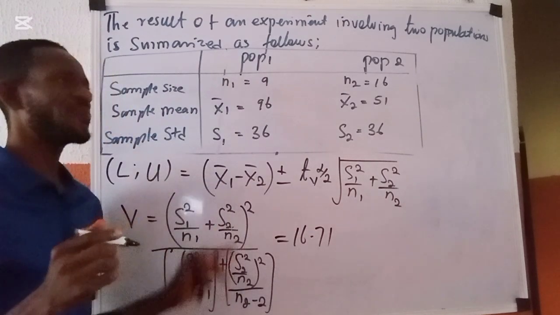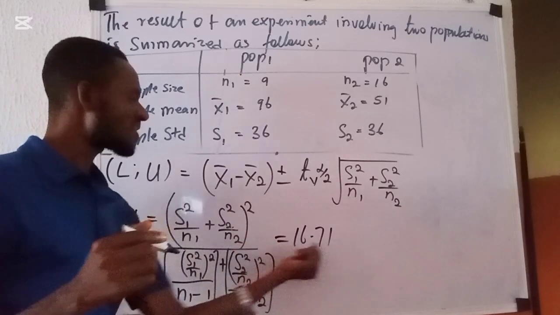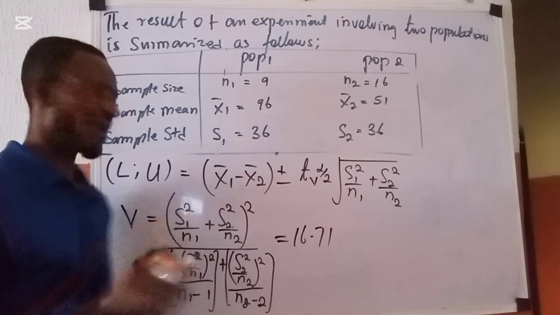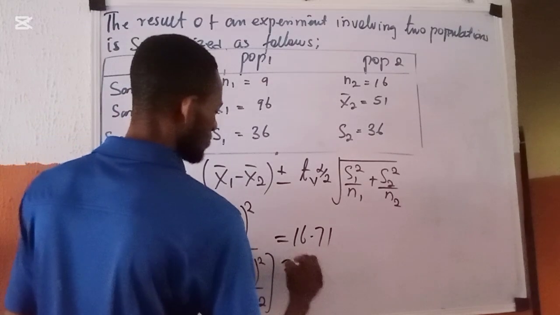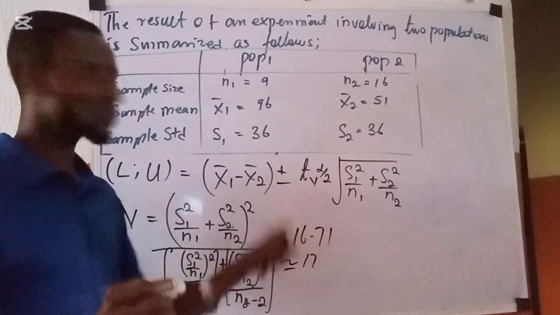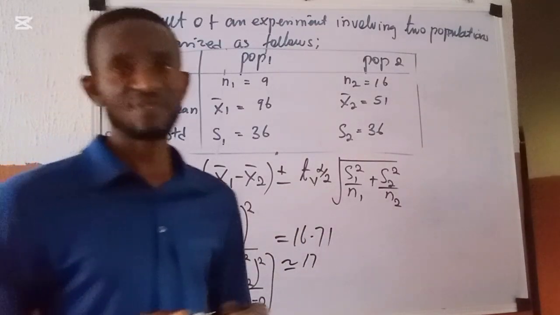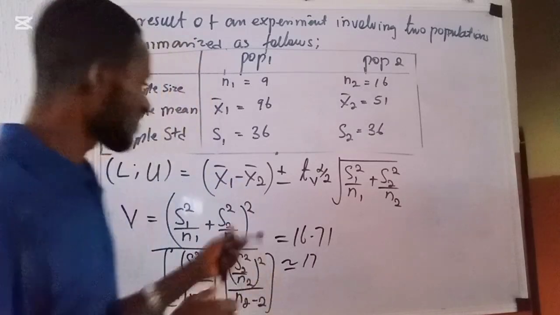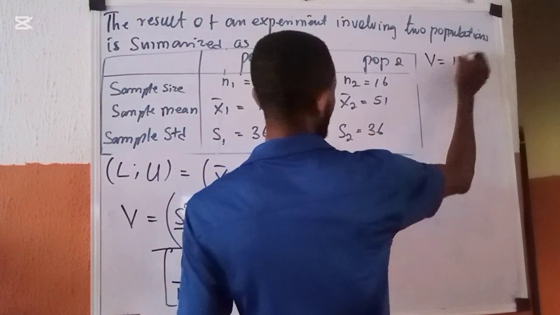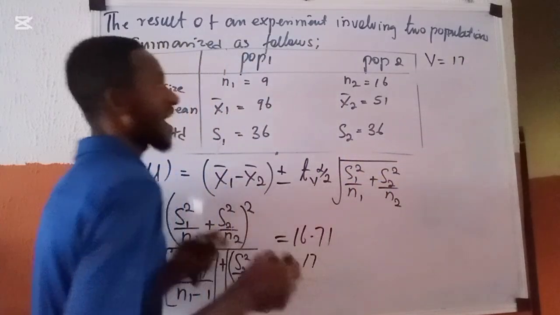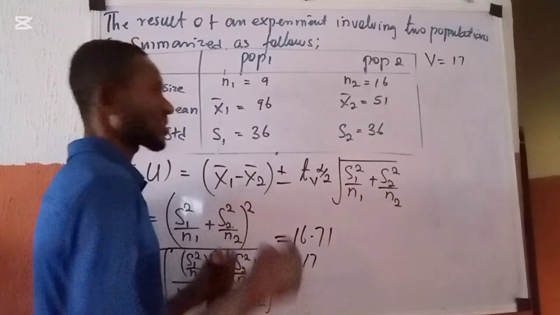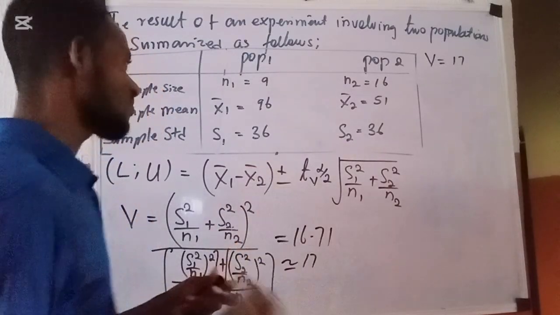And remember earlier that we said that once you get any decimal point, you try as much as possible to round it up to the nearest whole number. That will make this approximated to 17, because this 7 can round up. So it comes over here now and you have 17. So we now know that our V equals 17. And as usual, we are still setting a 95% confidence interval, and as such, our alpha is still 0.05.